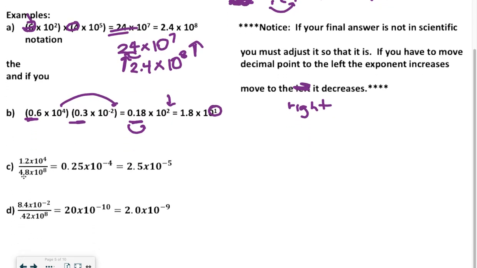Here we're going to divide instead. So 1.2 divided by 4.8 is going to be 0.25, and you can use your calculator for that. 4 minus 8 for our exponents gives me -4. Again, I need to move to the right. Moving to the right decreases me. A decrease from -4 would be -5.